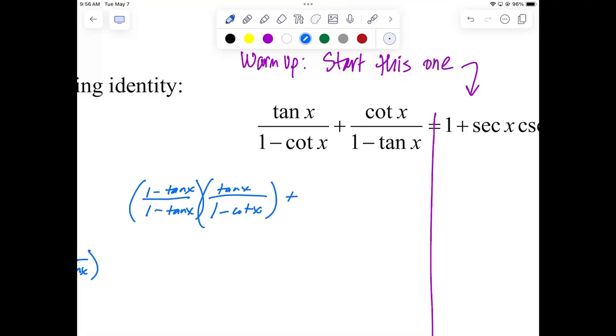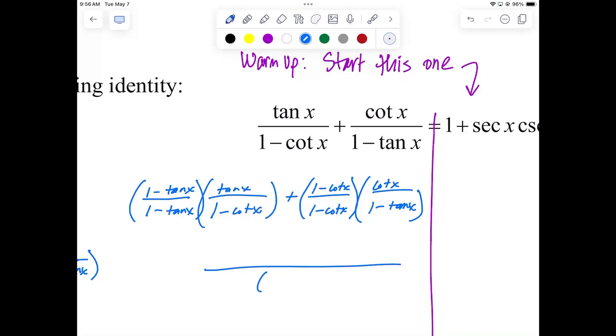Plus, I have a 1 minus tangent. I need to multiply it by a 1 minus cotangent. 1 minus cotangent of x. All times what was already there, cotangent of x times 1 minus tangent of x. Okay, so that should give me a common denominator. Now, in the denominator, I get 1 minus tangent of x times 1 minus cotangent of x.